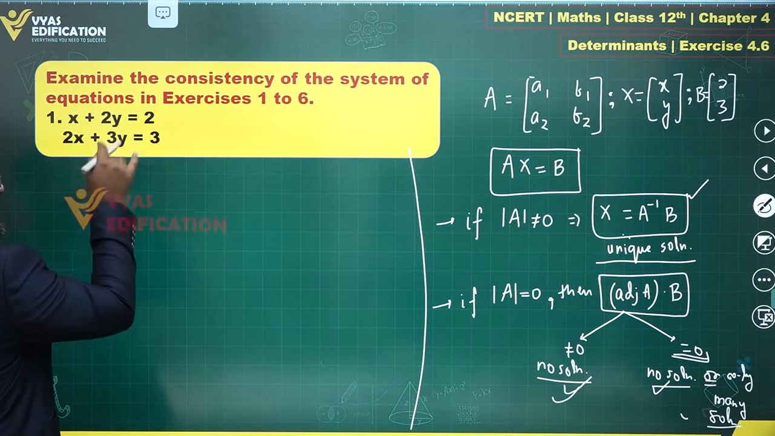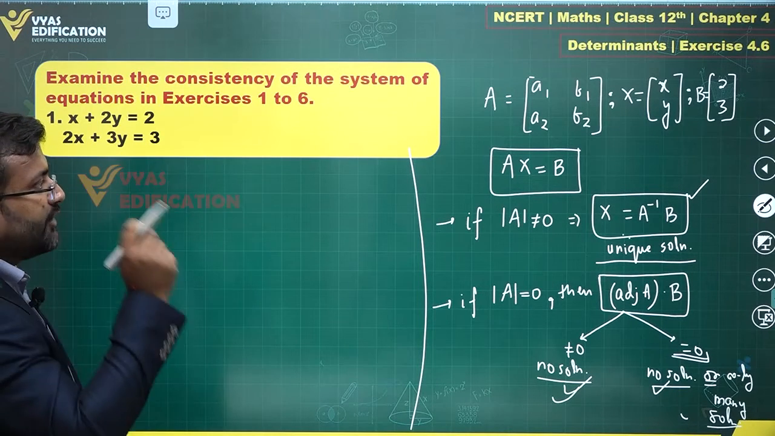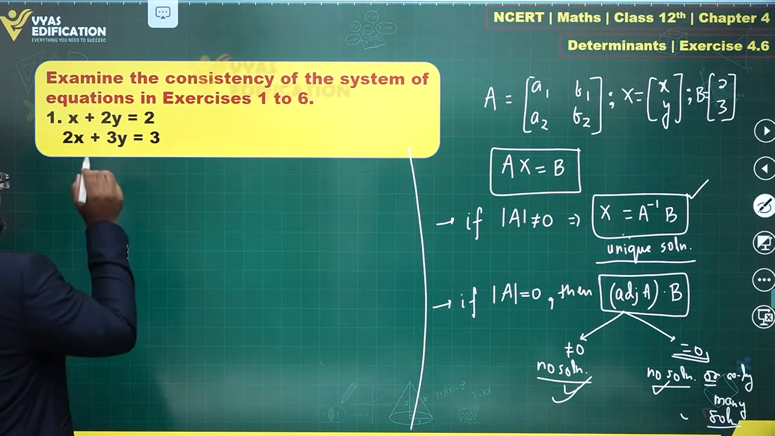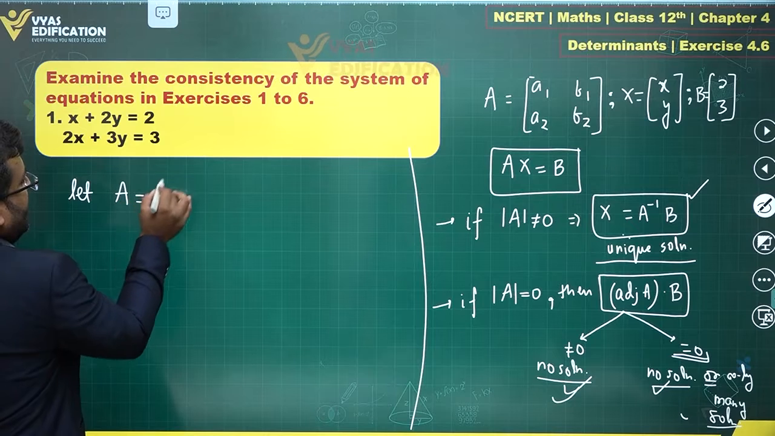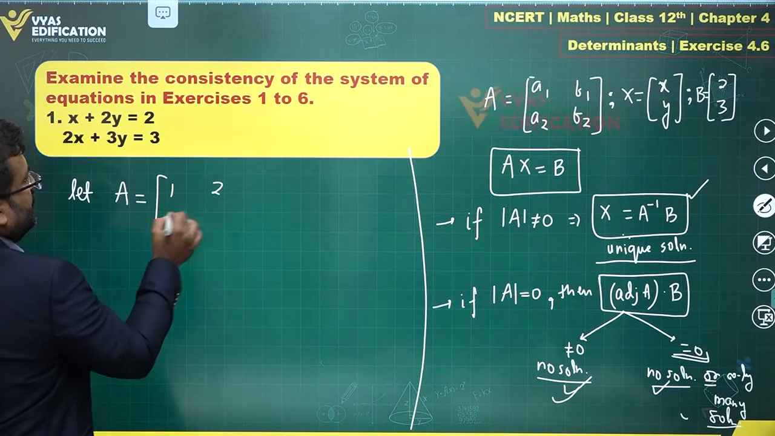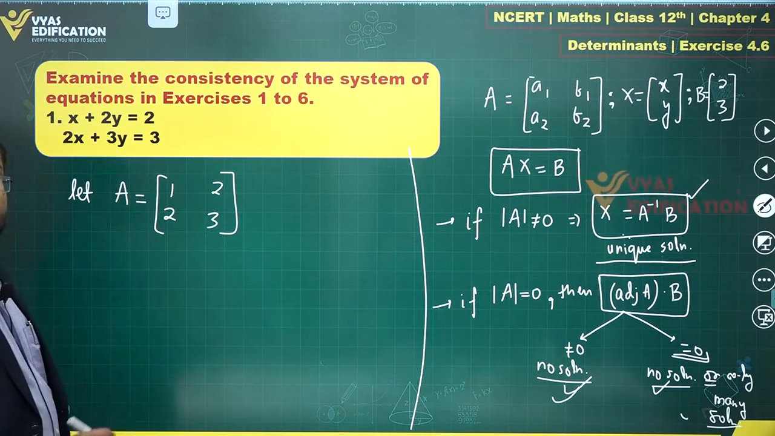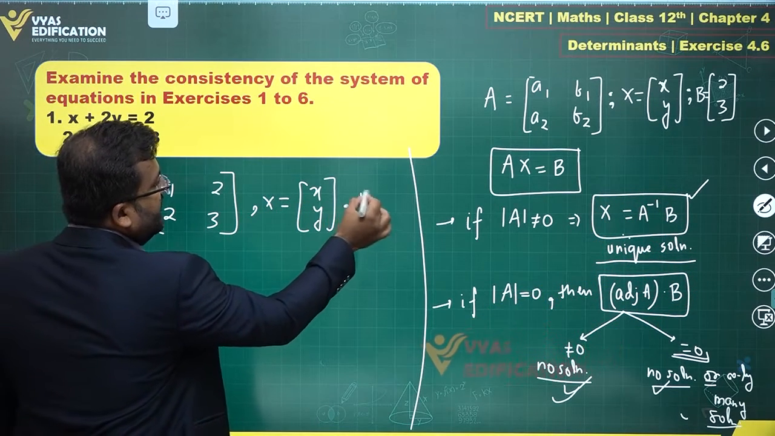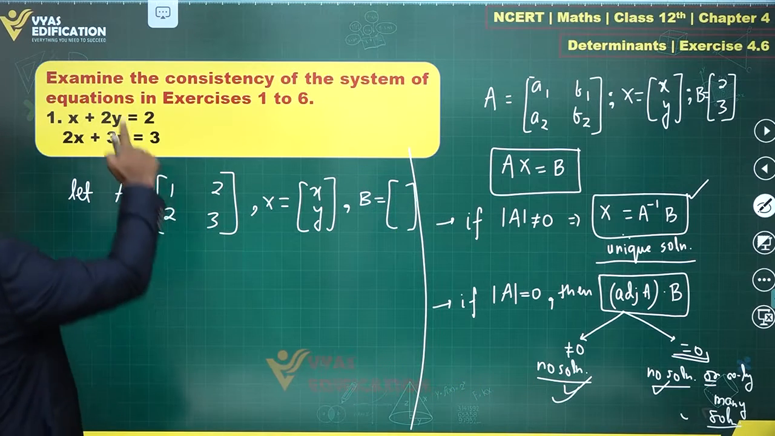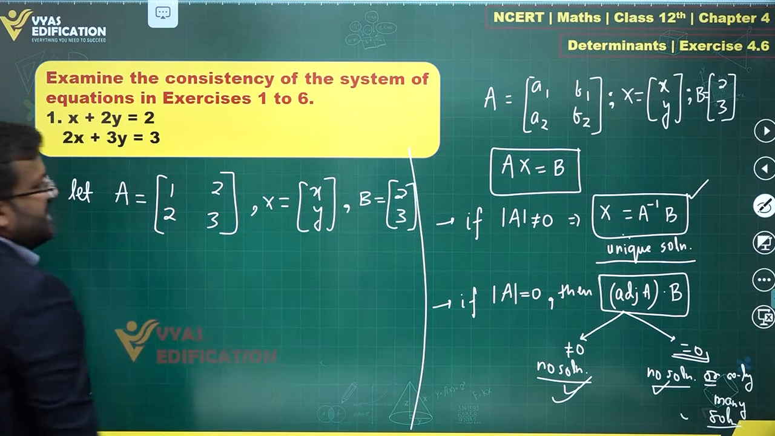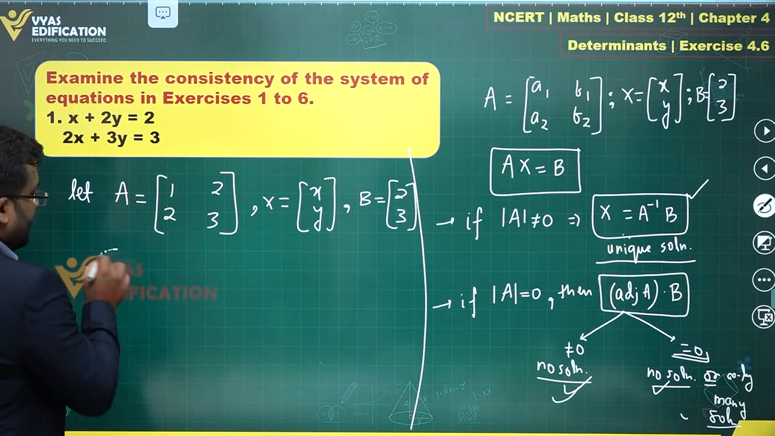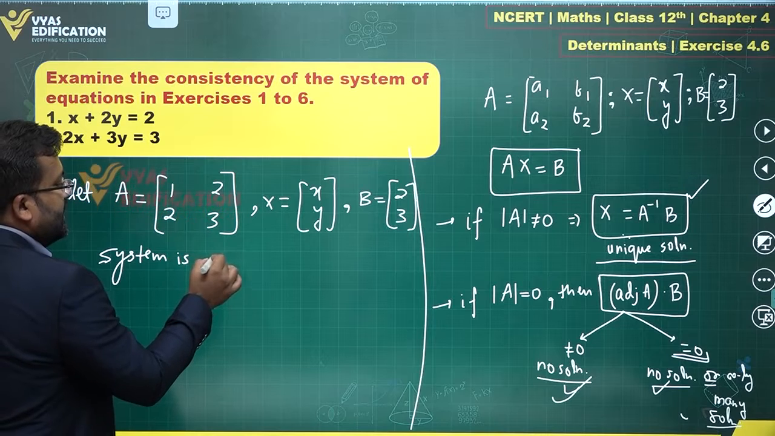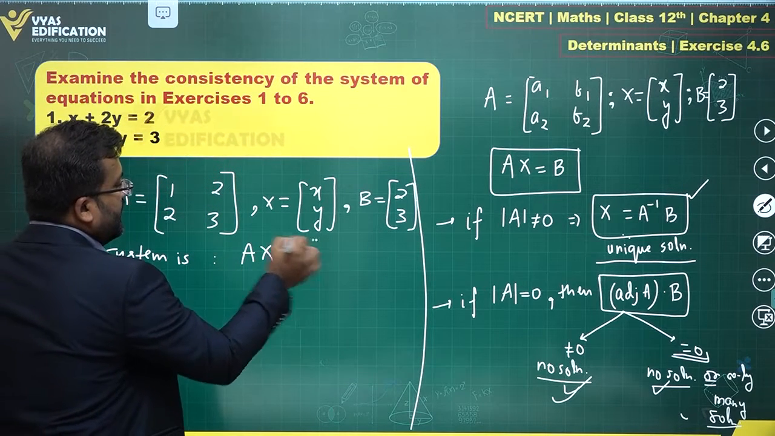So let's write this system of equations in the requisite form. What do you have? x plus 2y, 2x plus 3y, 2 and 3. So let matrix A be [1, 2; 2, 3]. This is a coefficient matrix. Let matrix X be this variable matrix, and the matrix B is made up of these terms on the right hand side, 2 and 3. Then you can clearly say that the given system is equivalent to AX equal to B.